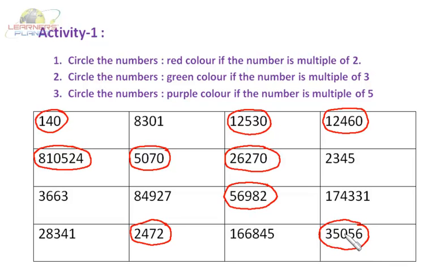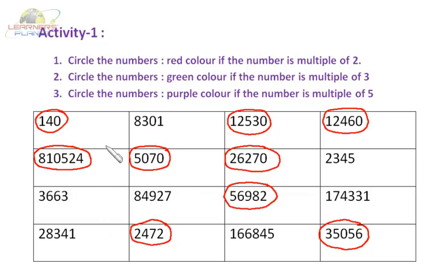Okay. Now we have circled all the numbers which are multiples of 2. Now we have to circle all the numbers in green color which are multiples of 3. Okay. Now what is the divisibility rule of 3? The divisibility rule of 3 is that the sum of digits should be divisible by 3. So whatever the number is, you have to add up all the digits. If their sum is divisible by 3, then the complete number will be divisible by 3.